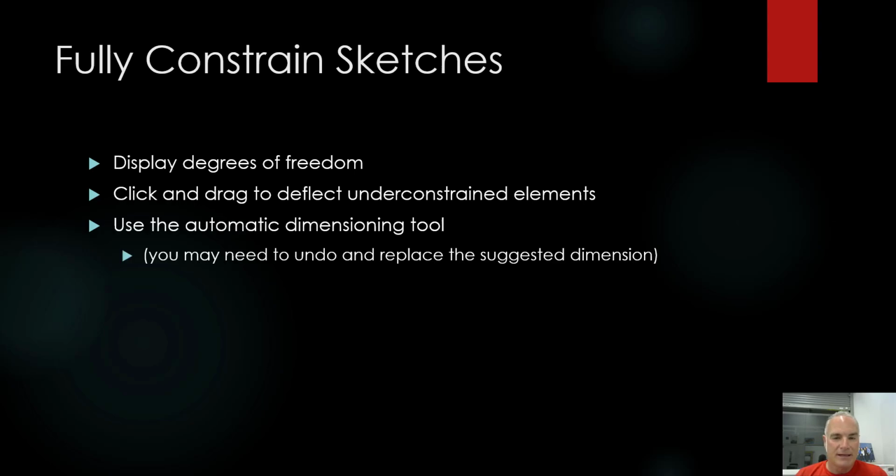So to finish this out, you want to make sure that your sketches are fully constrained. The three tips are: display your degrees of freedom. Right-click that mouse and choose display degrees of freedom. The other thing you can do is click and drag to deflect those under-constrained elements. Try to figure out what dimension you'd need to apply in order to fully constrain it. As a last resort, you can use the automatic dimensioning tool, but like I said, you may need to undo that and replace the suggested dimension with the proper dimension.